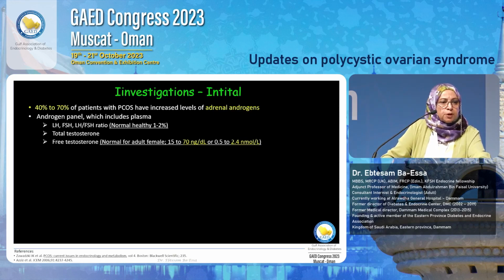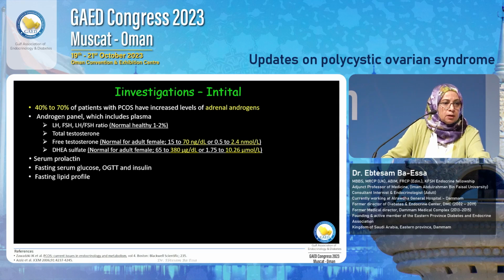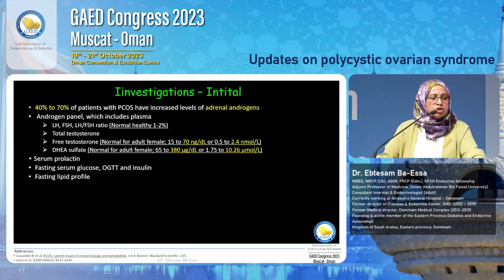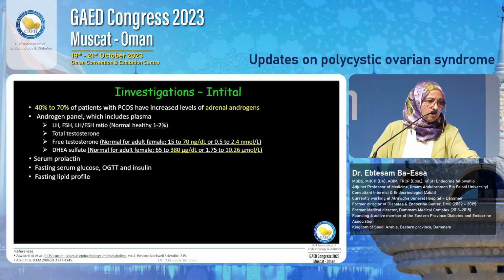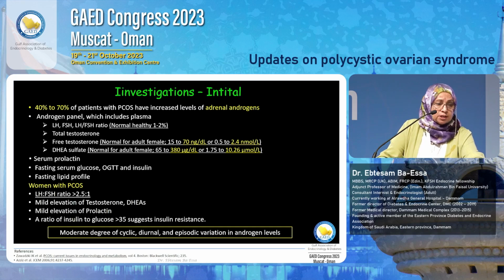Up to 70% of patients with polycystic ovary have increased levels of adrenal androgen, and this is the required baseline or initial investigation. The first to be requested is LH and FSH. Normal ratio is less than 2. Testosterone, free testosterone, up to 70 nanogram is considered normal, or 2.4 nanomole. Dihydroepiandrosterone sulfate, normal is up to 380 microgram or 10.2 micromole. In addition to checking for serum glucose, fasting lipid profile, and prolactin.